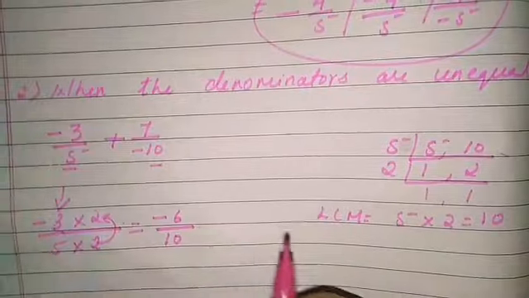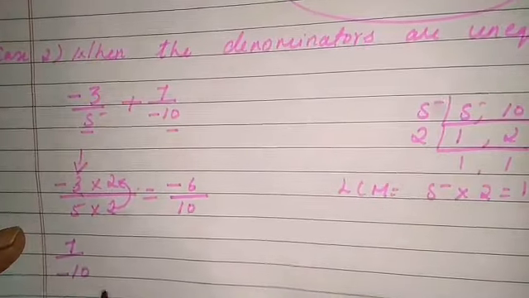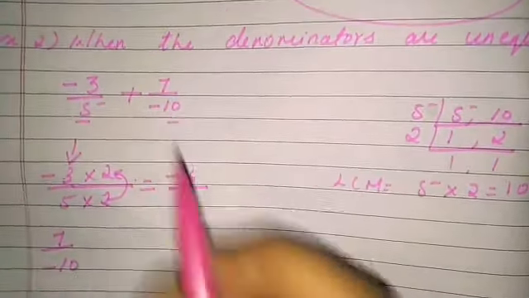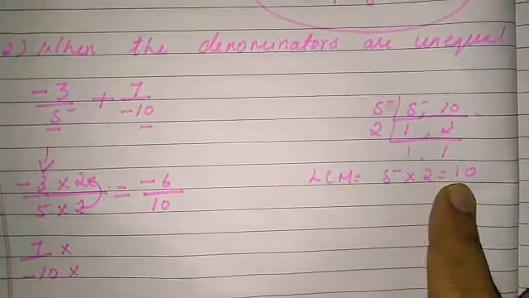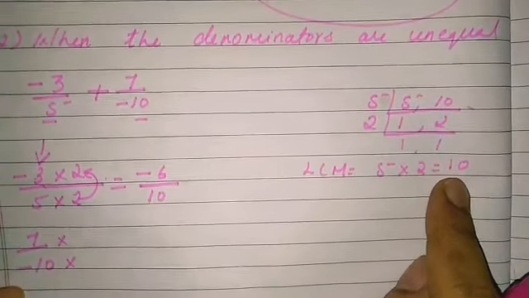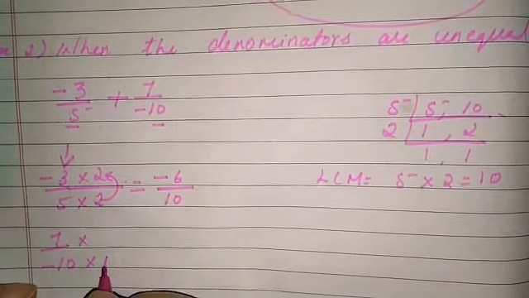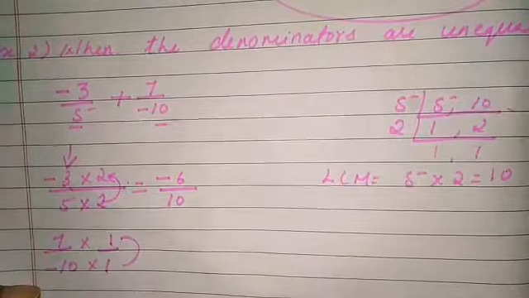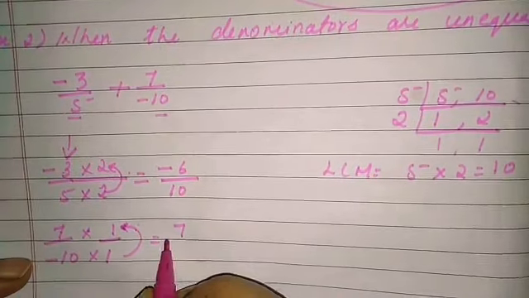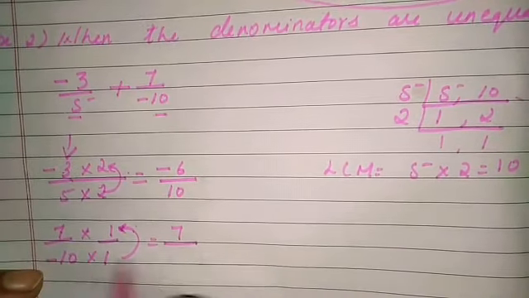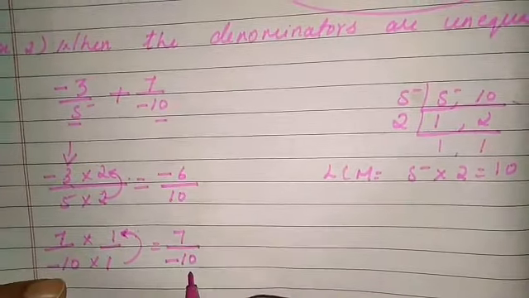Now the next number that I'm going to simplify is 7 by minus 10. Now this is the number which I'm going to simplify. So here also we're going to repeat the process. So take this LCM 10 divided by the denominator 10. So what do we get here is 10 divided by 10 gives you 1. Take this 1 to the numerator. Okay, so it's 7 ones are 7, and minus into plus is minus. 10 times 1 gives you 10. So 10 ones are 10.